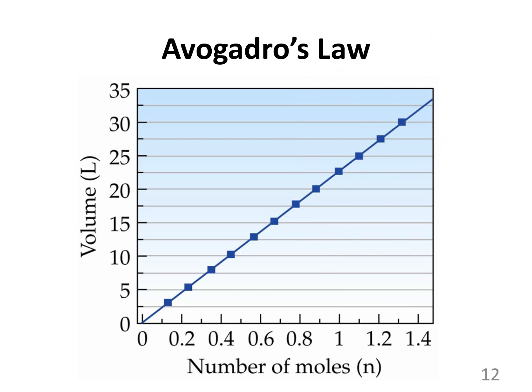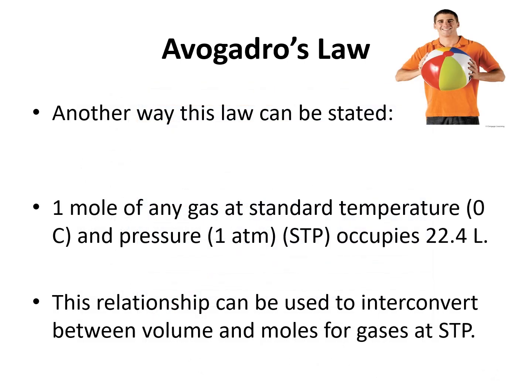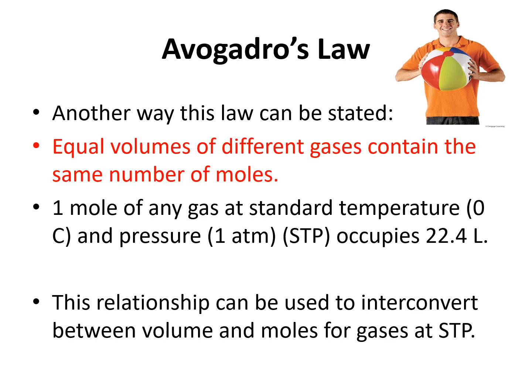And the graph of volume versus moles is very similar to volume versus temperature. As the moles increases, so does the volume of the gas. They are directly proportional. Another way that Avogadro's law can be stated is that equal volumes of different gases will always contain the same number of moles, no matter what the identity of that gas is. And we know that 1 mole of any gas at standard temperature, 0 degrees Celsius, and pressure 1 atmosphere, occupies a volume of 22.4 liters.